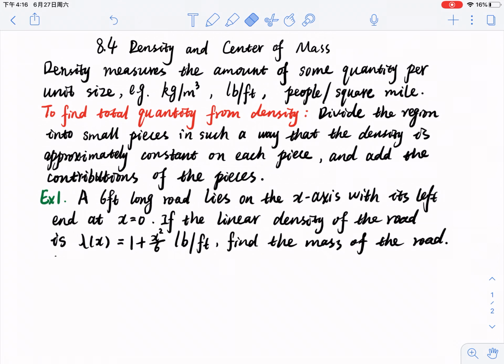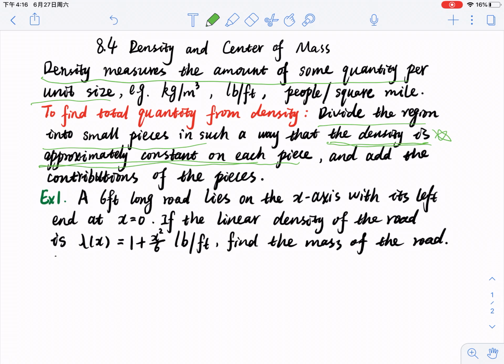Today we talk about section 8.4, density and the center of mass. Density measures the amount of some quantity per unit size. To find the total quantity from density, we usually do two steps. First step is to divide the region into small pieces in such a way that the density is approximately constant on each piece. This is important. The density is approximately constant on each piece.